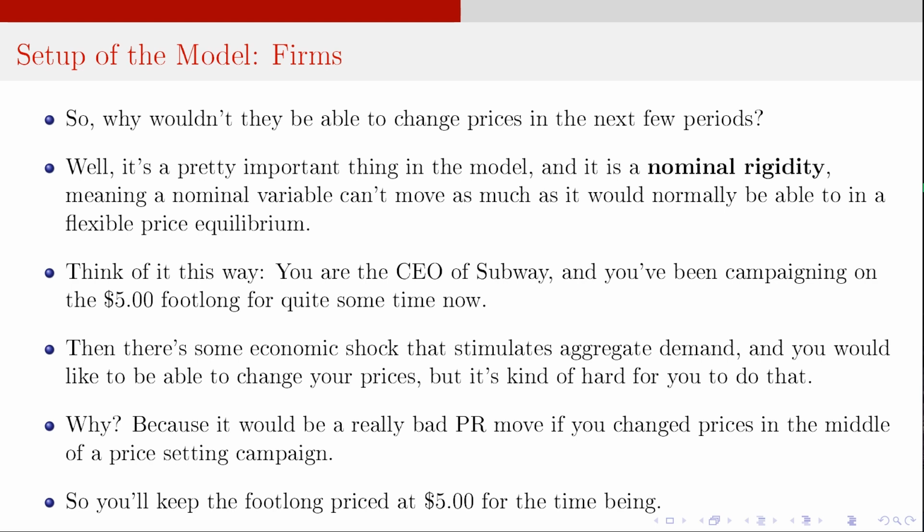Now, according to the new Keynesian model, when you started this little campaign here of $5 footlongs, what was going on was the marginal cost of that footlong was probably a little bit less than $5. Let's say it was like $4 or $4.50, just anything less than $5. They set it equal to $5 knowing that they're going to be campaigning on this for probably a couple of years before they actually try to change it.